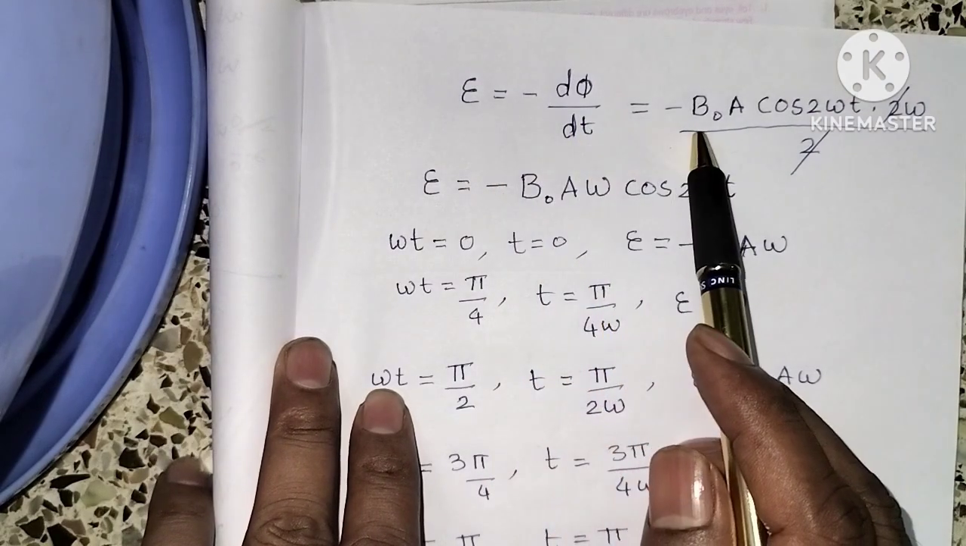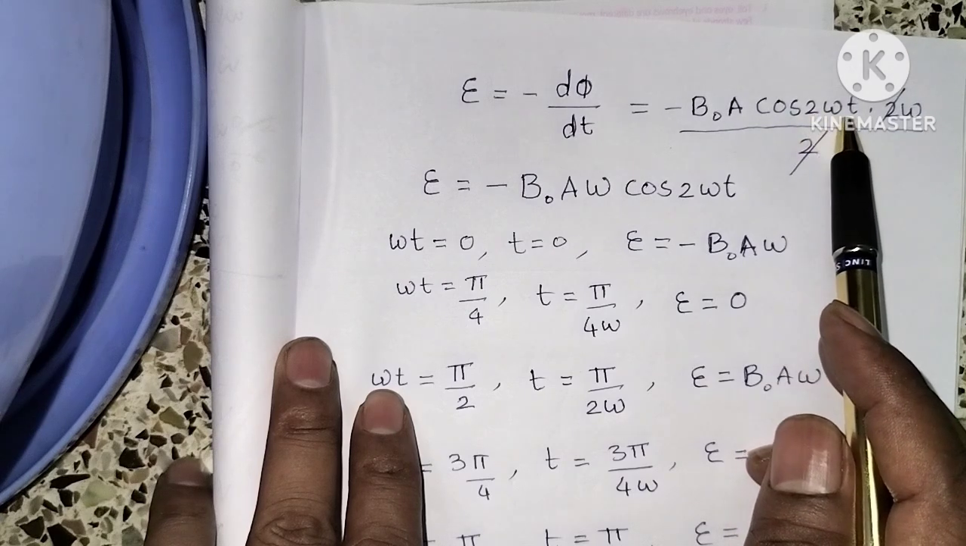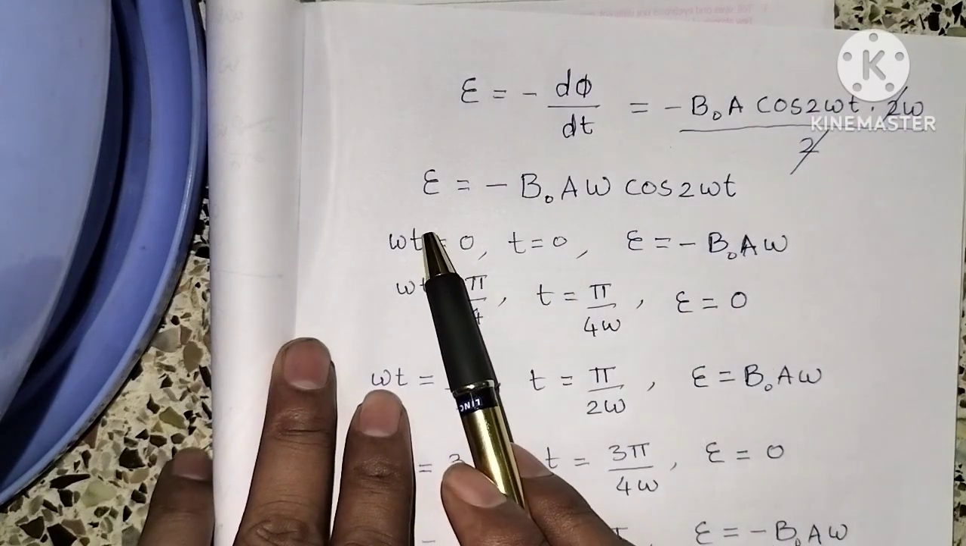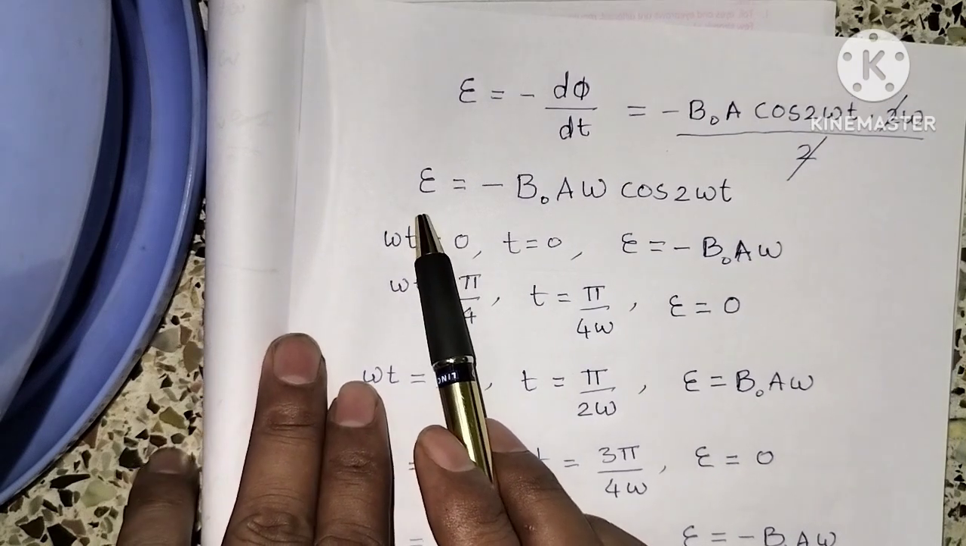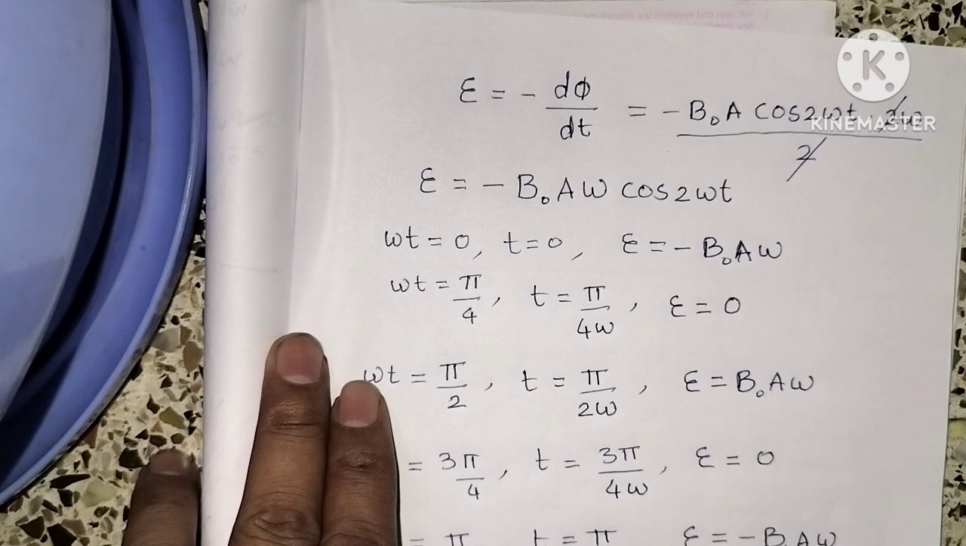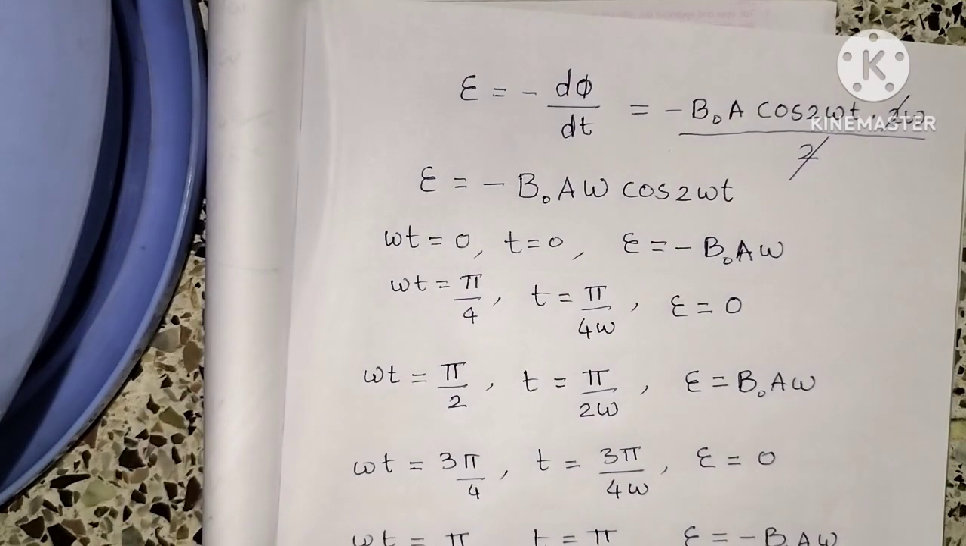So what will you get? Minus B naught A cos 2 omega t. Here again you differentiate, you will get 2 omega by 2. 2 cancel. I will get the equation for induced EMF: E is equal to minus B naught A omega cos 2 omega t. This is the equation. Simply you plot the graph. How? We can plot like this.